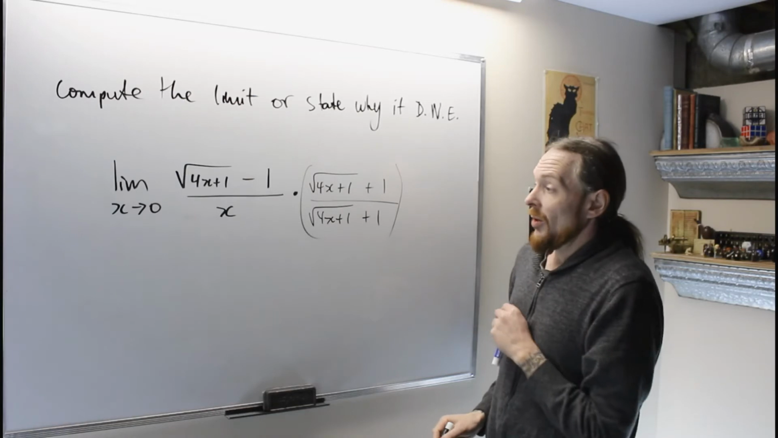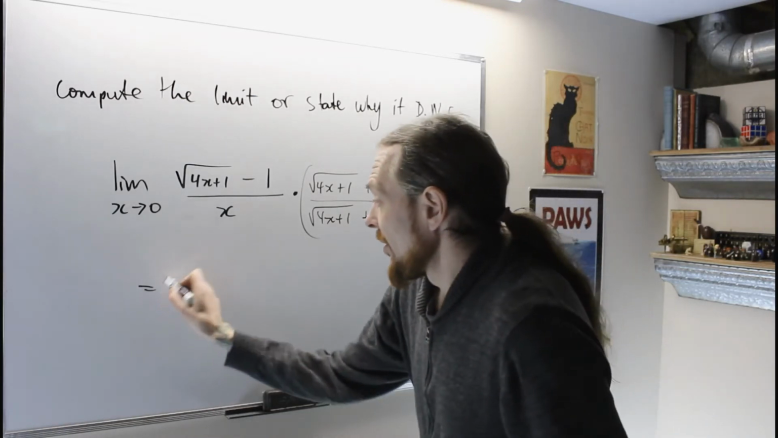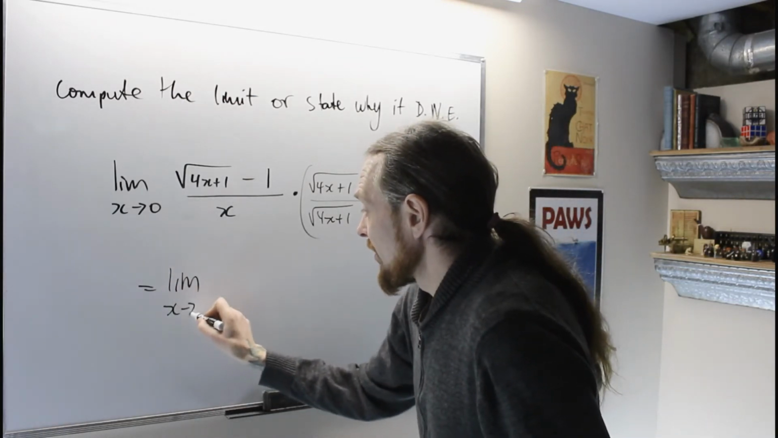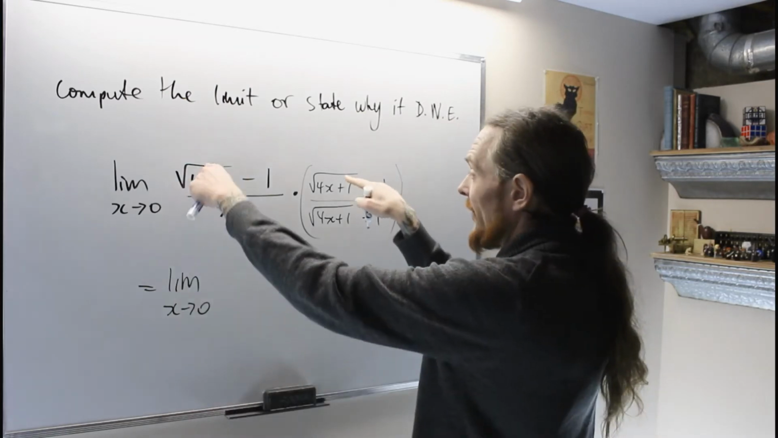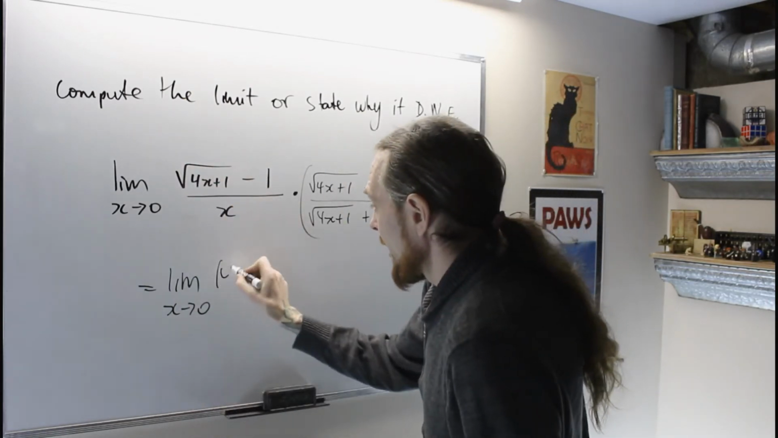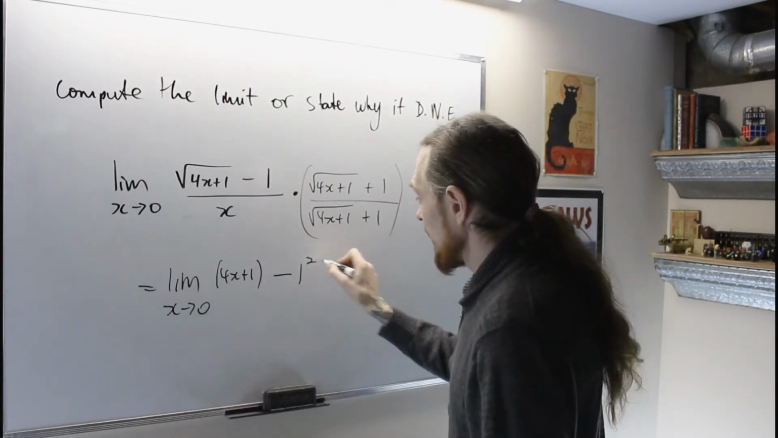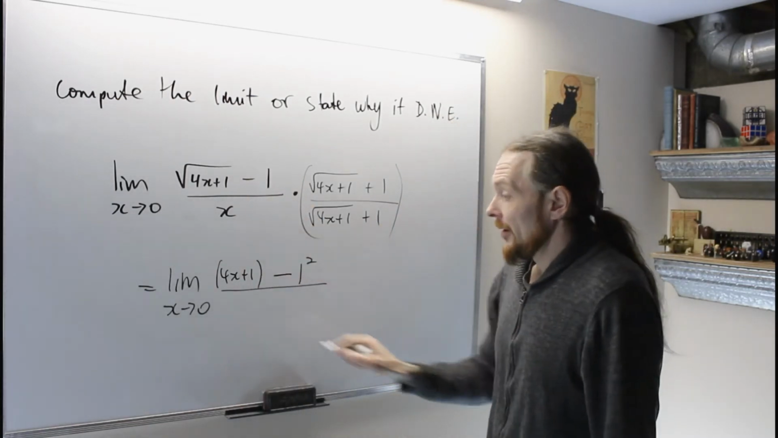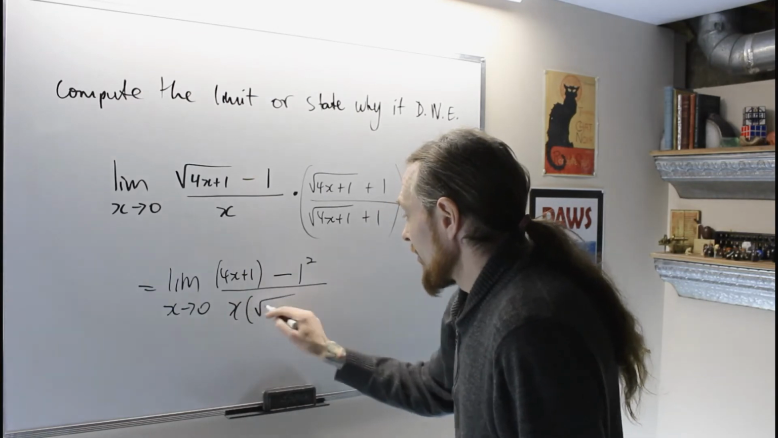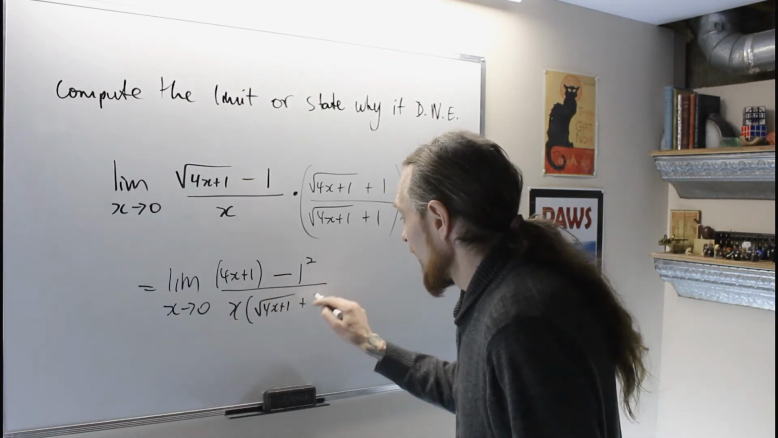But now I get what I want out of this scenario. What's going to happen with this is we're going to get the limit as x approaches 0 of whatever was underneath the first square root, 4x plus 1, minus these ones squared, which is 1 squared, over x times the square root of 4x plus 1 plus 1.